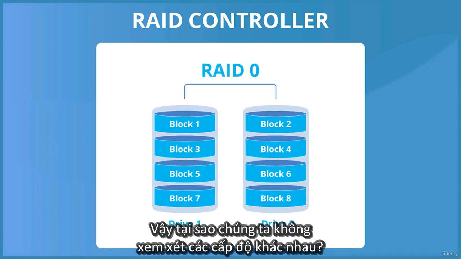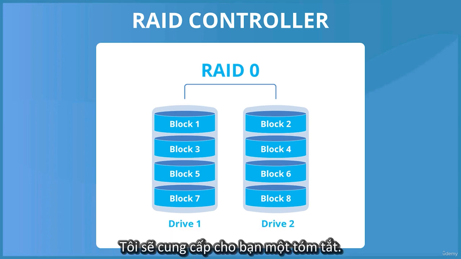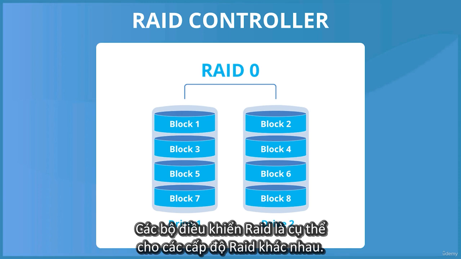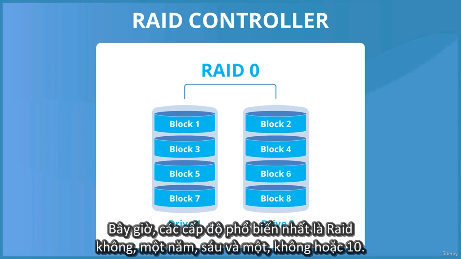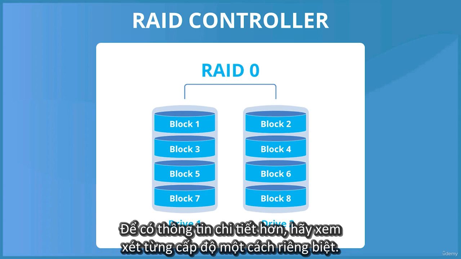So why don't we have a look at different RAID levels? We're going to go in pretty deep. You ready? I'll give you a summary. RAID controllers are specific to different RAID levels. Now, the most common levels are RAID 0, 1, 5, 6, and 10 or 1+0. For more in-depth information, let's have a look at each level individually.